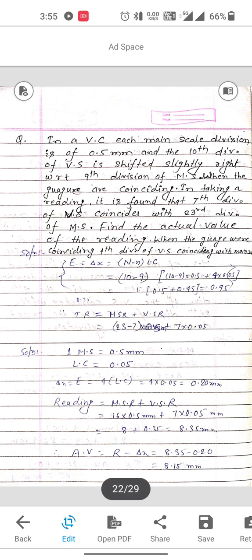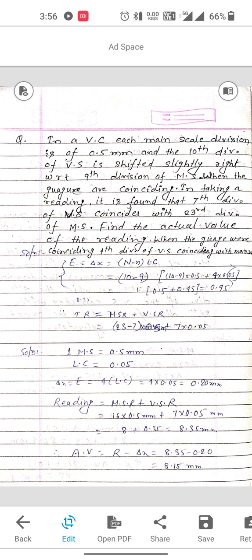In a vernier caliper, each main scale division is of 0.5 mm and 10 divisions of the vernier scale are shifted slightly right to 9 divisions of the main scale. When the jaws are coinciding, it is found that the 7th division of the vernier scale coincides with the third division of the main scale. Find the actual value of the reading with the fourth division of the vernier scale coinciding with the main scale. One main scale division equals 0.5, least count equals 0.05. And delta x, that is the error, equals 4 into least count, 4 into 0.05, that is 0.2.